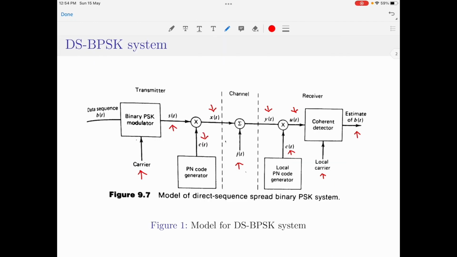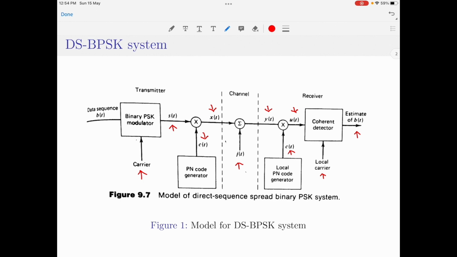Let us now provide a signal space dimensionality for the jamming signal j of t. Usually, the jammer will place all of its available energy in the same n-dimensional signal space as that of the transmitted DS-BPSK signal x of t. This is quite evident as well, because if he places his energy elsewhere, then that energy would be wasted.